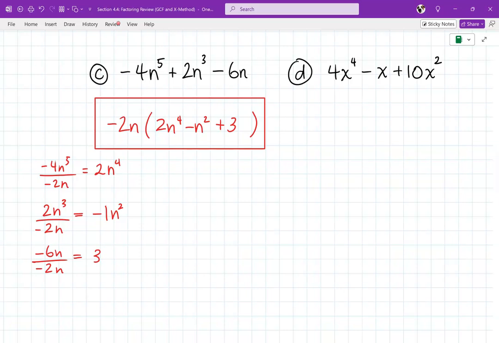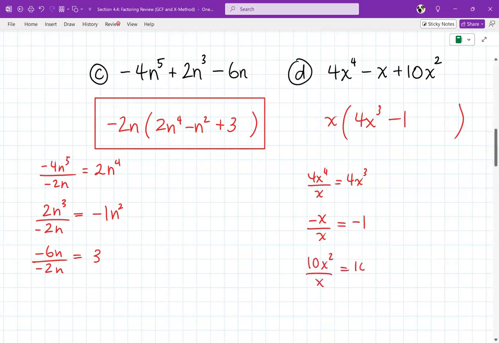There are no numbers that I can take out, right? 4 and 10, I can take out a 2, but there's no number in the middle term, a negative 1, right? So I'm not going to take out any numbers, but I am going to take out a letter, and that letter is just going to be an x, okay? And then from there, it's just division. So 4x to the 4th divided by x, that'll be 4x to the 3rd, okay? Negative x divided by x, well, it's a negative 1. And then 10x squared divided by x, that's 10x. And that's going to be my solution for these.